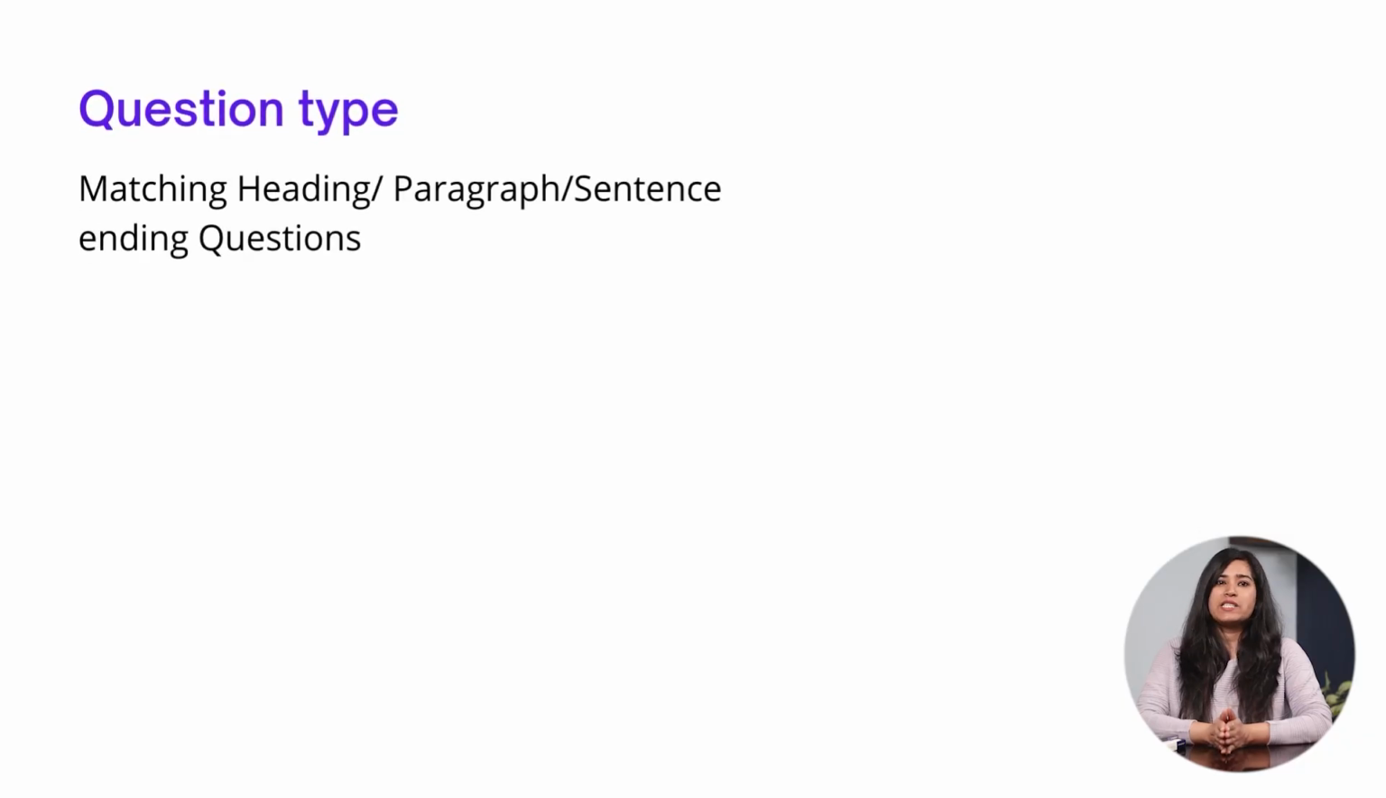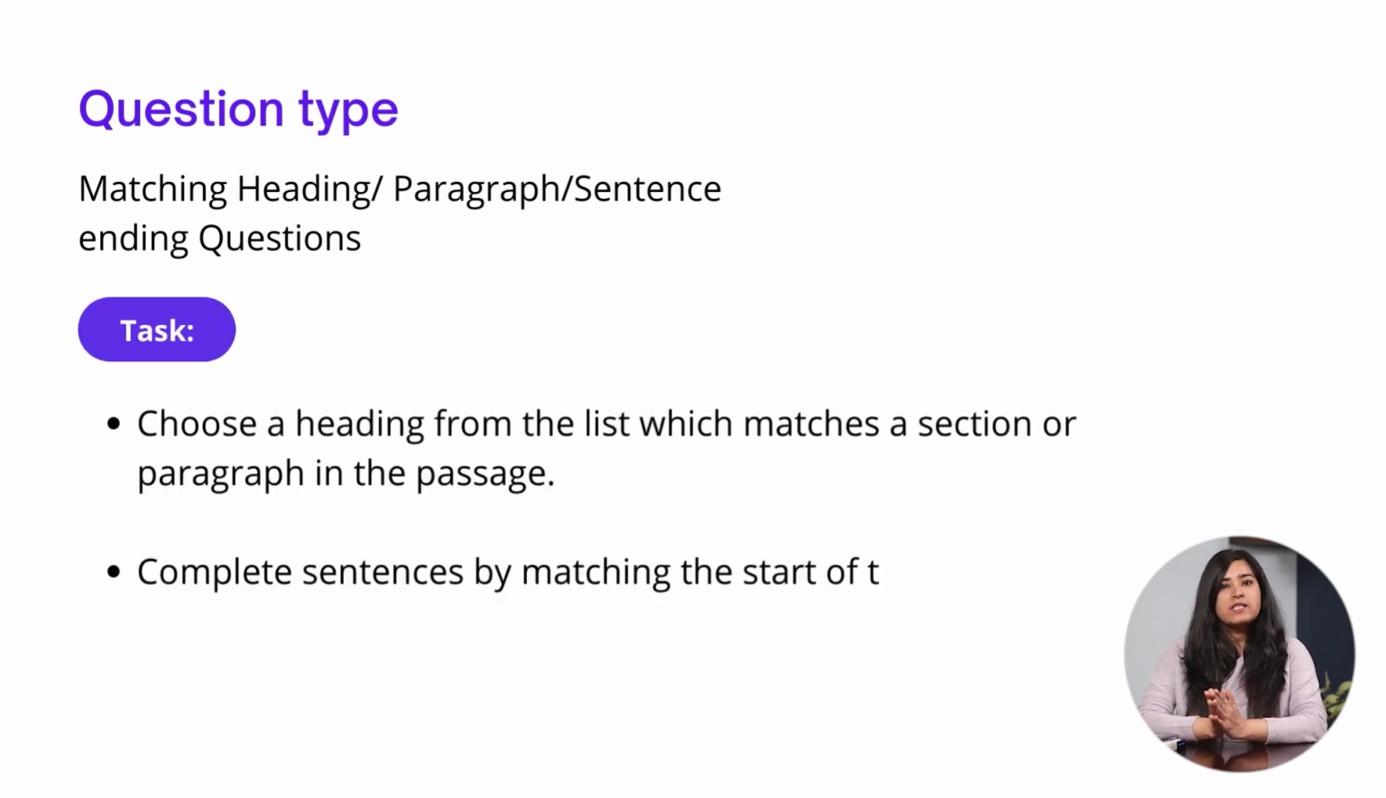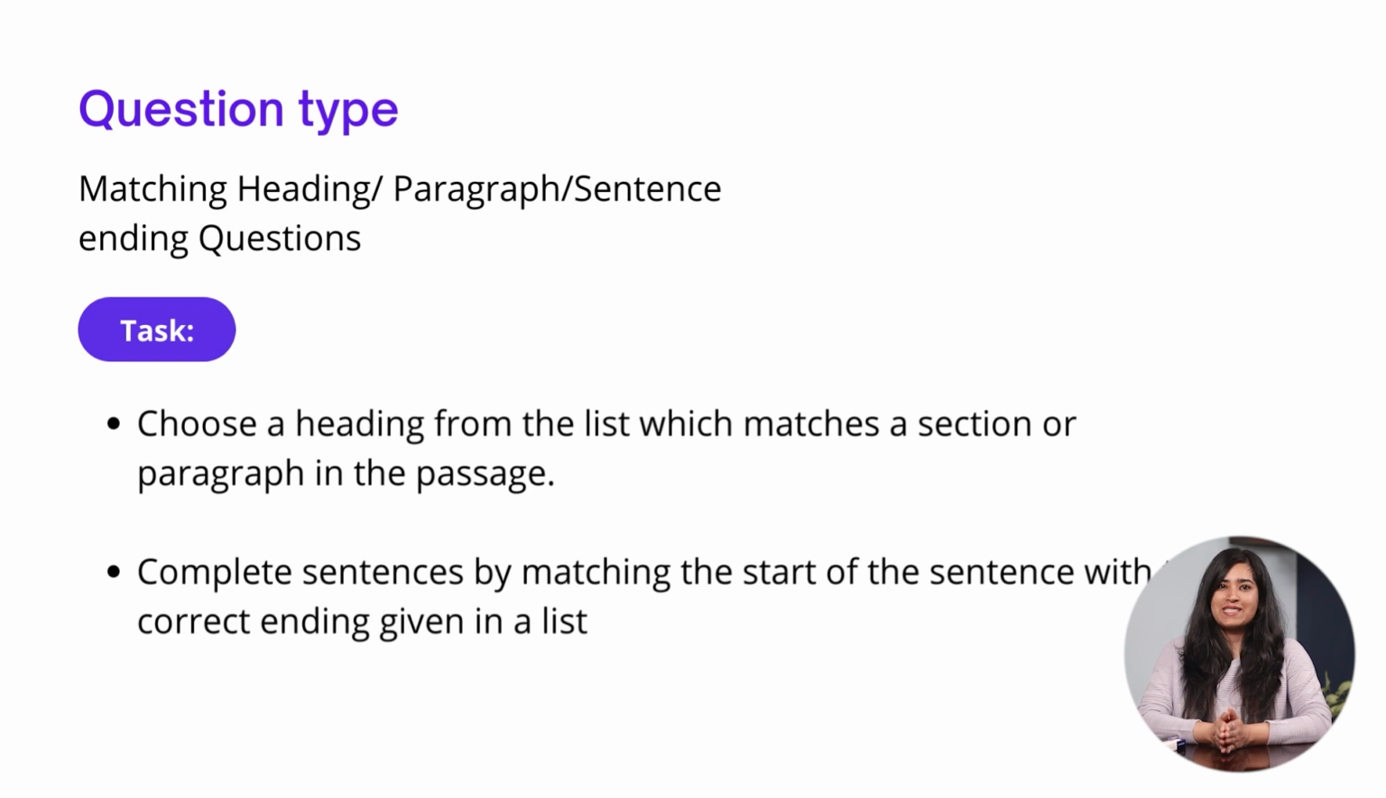The tasks for these question types are as follows. For matching heading questions, you have to choose a heading from the list which matches a section or paragraph in the passage. For matching paragraphs, you have to choose a heading from the list which matches a section or a paragraph in the passage. And for sentence endings, you have to complete sentences by matching the start of the sentence with the correct ending given in a list.